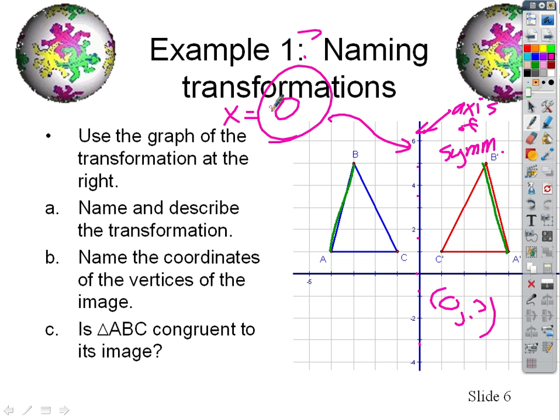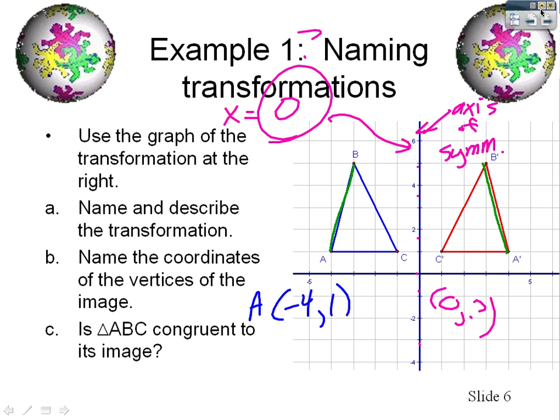Okay? Name the coordinates of the vertices of the image. Well, we don't have to name them all. Let's pick one. What are the coordinates of A? -4, 1. Okay, what are the coordinates of A prime? 4, 1. So there's an important connection there. What do we notice about those coordinates? If we reflect something in a vertical line, or over a vertical line, what are some characteristics of that?